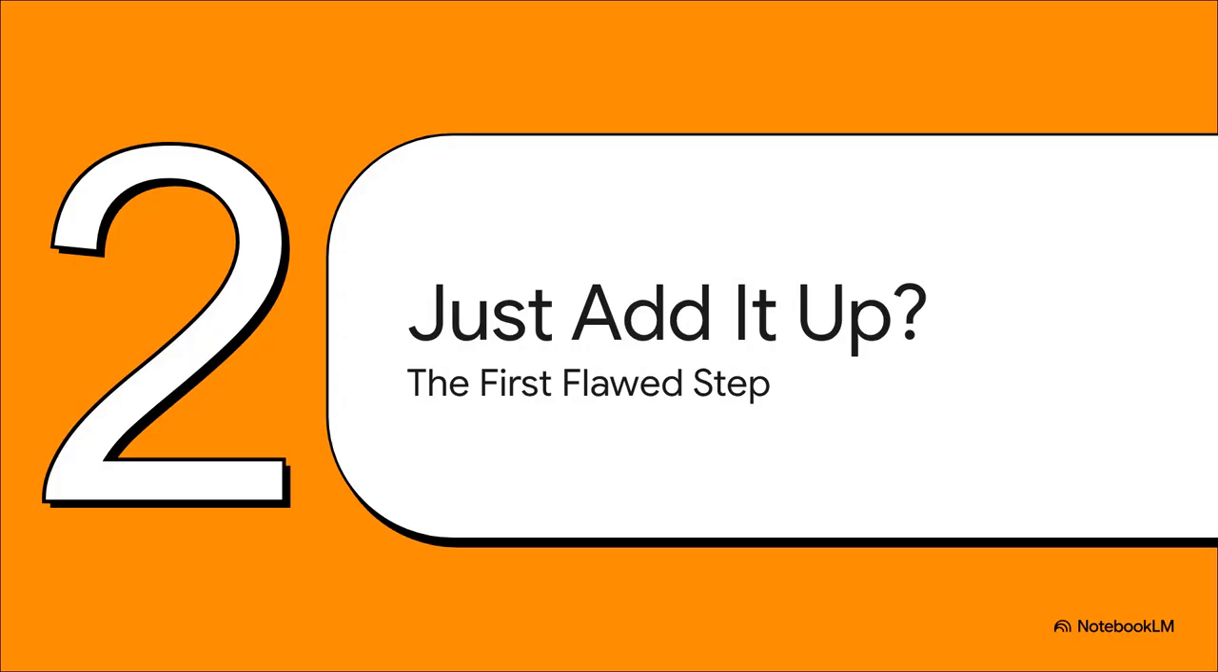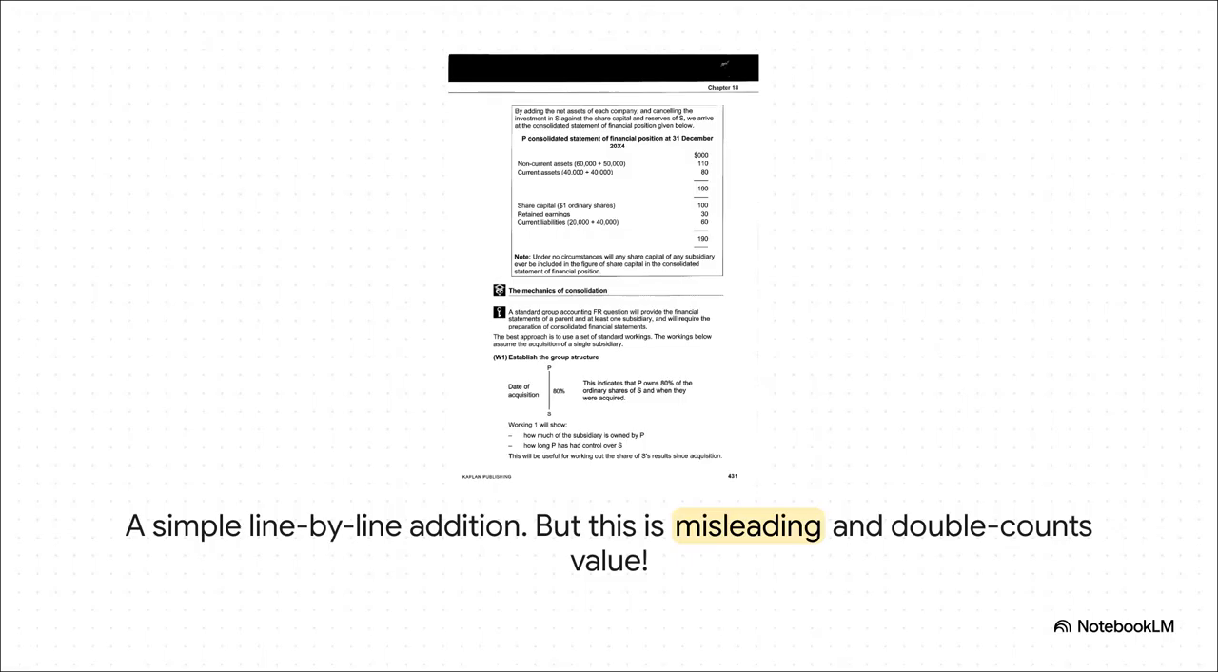All right, so your first thought might be, okay, this is easy. Let's just add up every single line from P and S. I mean, it seems logical, but it actually creates a couple of pretty big problems for us. And this is what that looks like. At first glance, it seems okay. But wait, hold on a second.